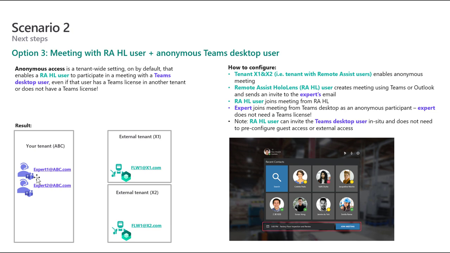And a note is that the HoloLens user can invite the Teams desktop user in the situation that they need assistance, and the HoloLens user does not need to pre-configure guest access or external access or anything beforehand. So the moment that the first-line worker needs help, they'll be able to send out a meeting invite for the Teams desktop user to join the meeting. Again, this is only for organizations in which the Remote Assist HoloLens user is collaborating with a Teams desktop user and they want to do so via a meeting.